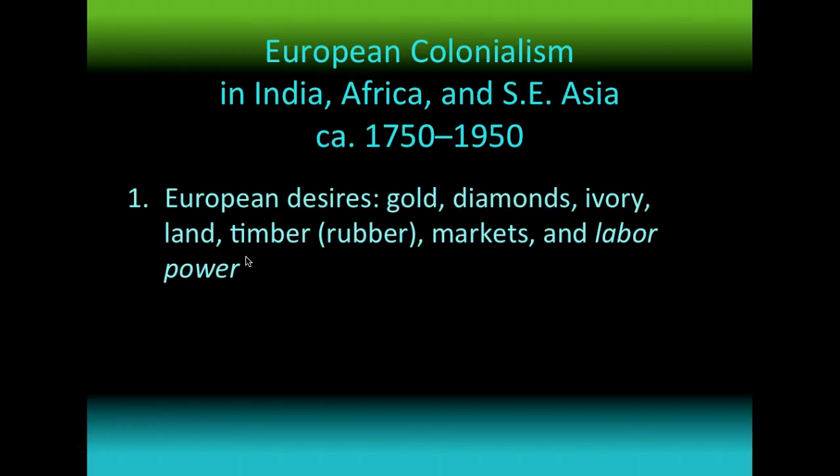When we are discussing European colonialism in India, Africa, and in Southeast Asia, we have to think about European desires. Namely, like we see in so many other parts of the world, they want gold and diamonds, which are very valuable for jewelry making and just as money exchange. Ivory, which comes from the tusks of animals like elephants.